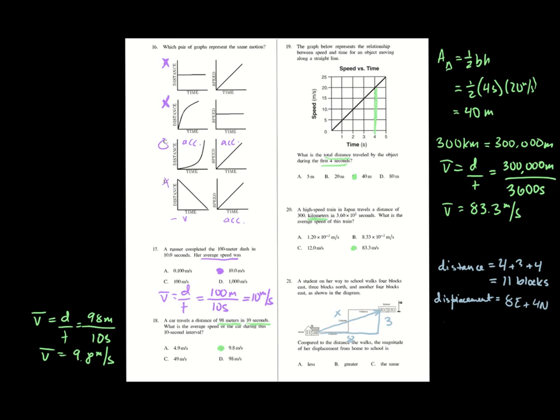Okay, so we need to use Pythagorean Theorem. 8 blocks squared plus 3 blocks squared equals c squared. Alright, so after you do all that math, you should get a displacement of 8.54 blocks. So the displacement here is smaller than the distance. So displacement is less than her distance. And this is always the case if you change directions. Displacement typically will never be greater than your distance. It's always smaller or the same, depending on the scenario.